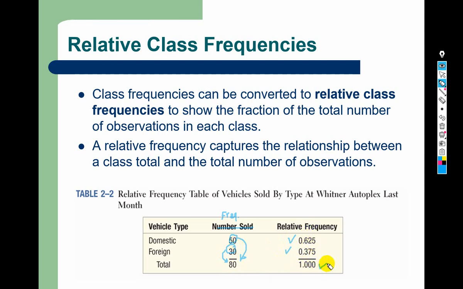80 over 80 equal 1. So that the relative frequency or relative class of frequencies means you are putting the frequency values relative to the total. Sometimes we need that. Okay, so in some applications we prefer to present the frequency values in the relative way, and also we can add another one just for your information.